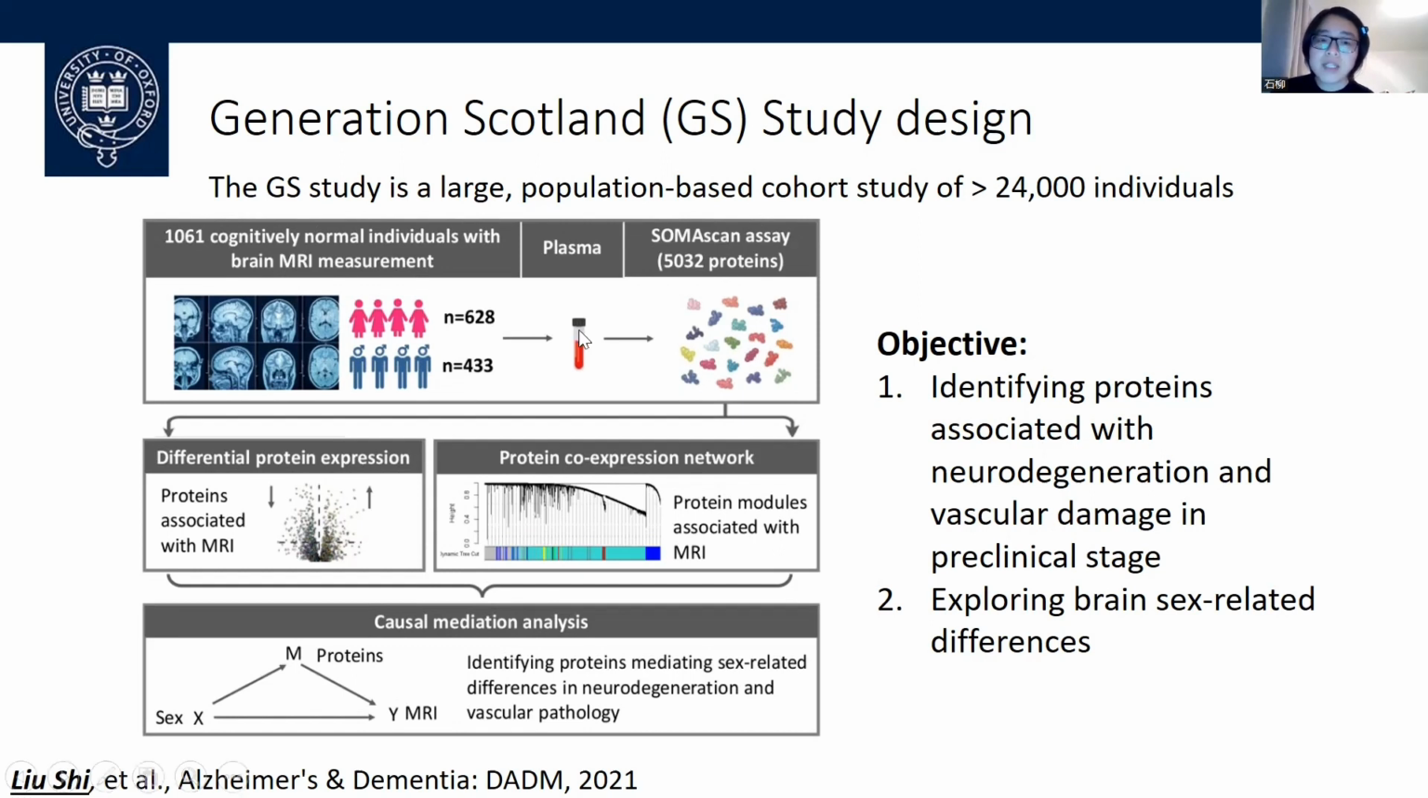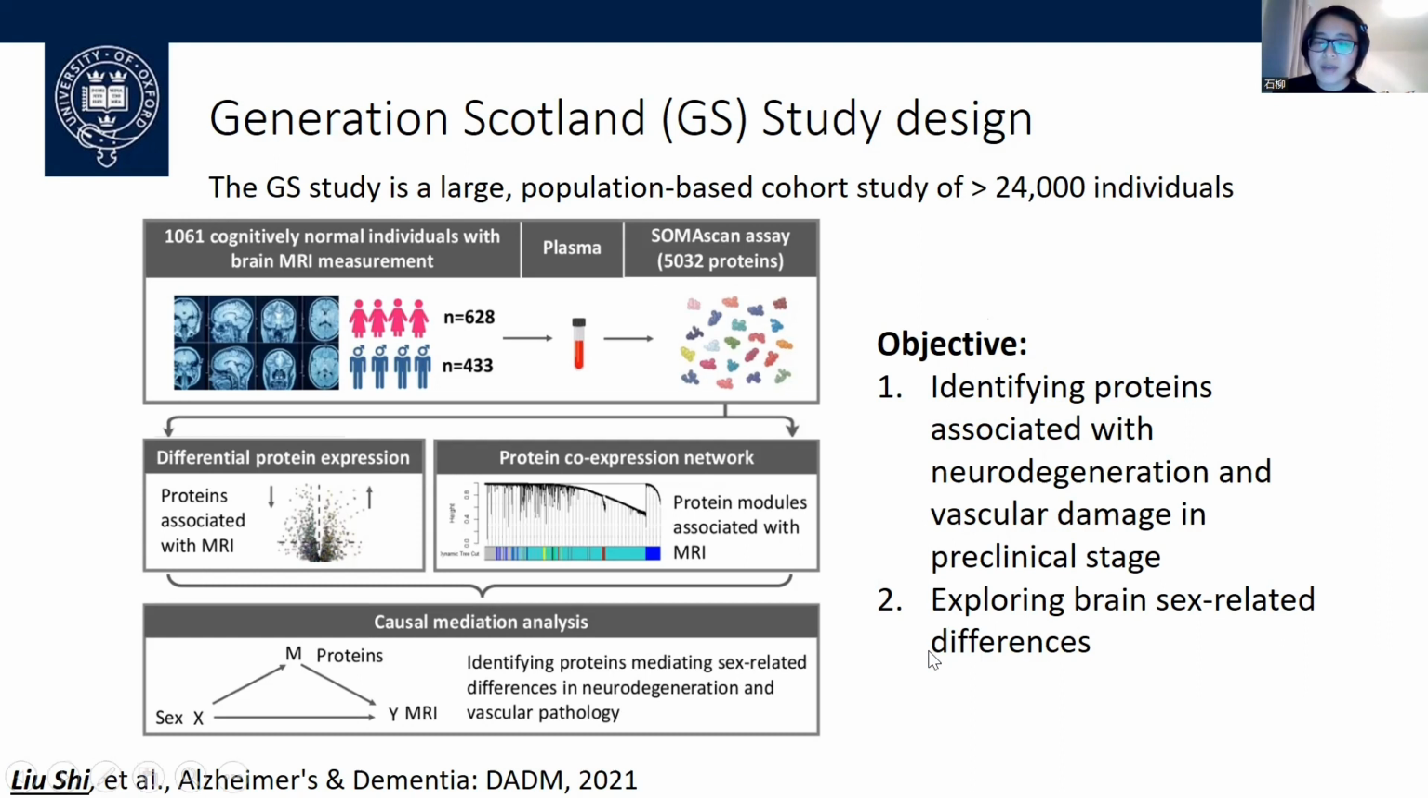We also collected plasma samples from each individual, and then we did a proteomic analysis using SomaScan, which can measure over 5,000 proteins. We then used different analytical approaches to analyze the data. There are two objectives for this study. First, we wanted to identify proteins associated with neurodegeneration and vascular damage in healthy individuals, which means in the preclinical stage. We called them early biomarkers because the participants are healthy individuals.